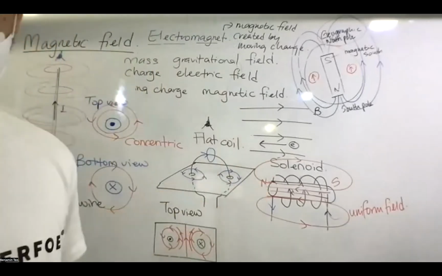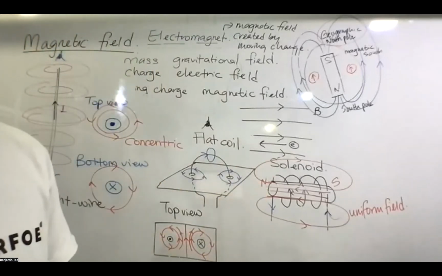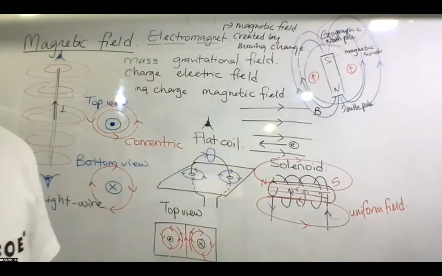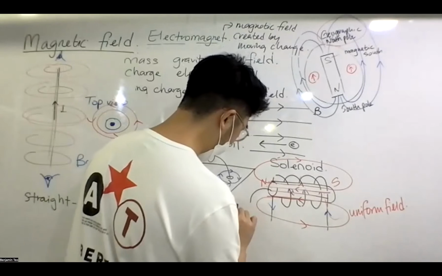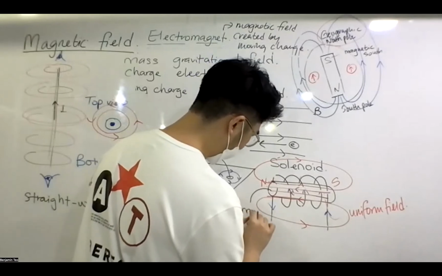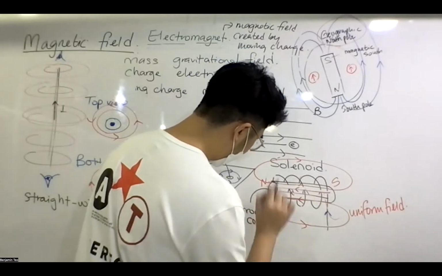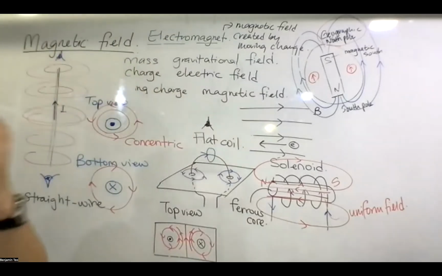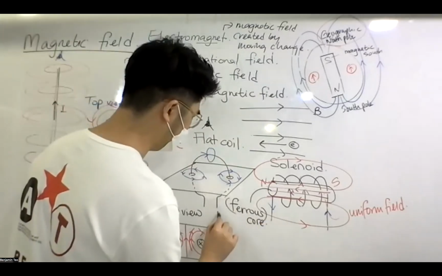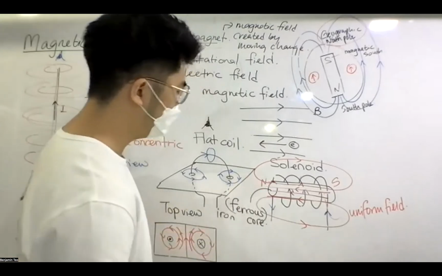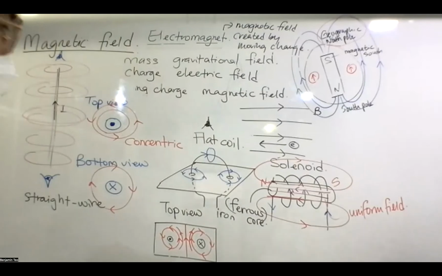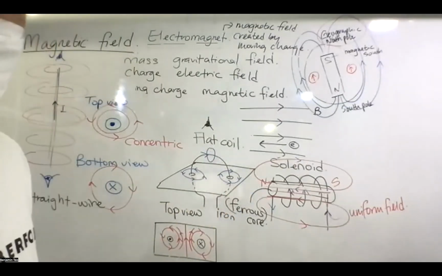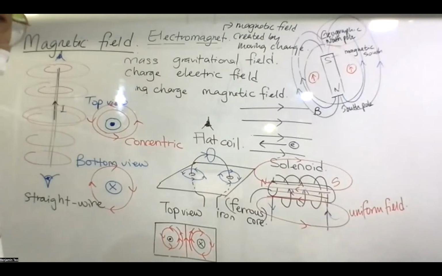If we put a core inside, if we put an iron core, it will strengthen the magnetic field. We call it a ferrous core. What is ferrous? Ferrous is iron. Okay, I put an iron core, then it will strengthen the magnet. How and why? How come I put a core inside and then it will strengthen the magnetic field? Okay, the reason is like this.